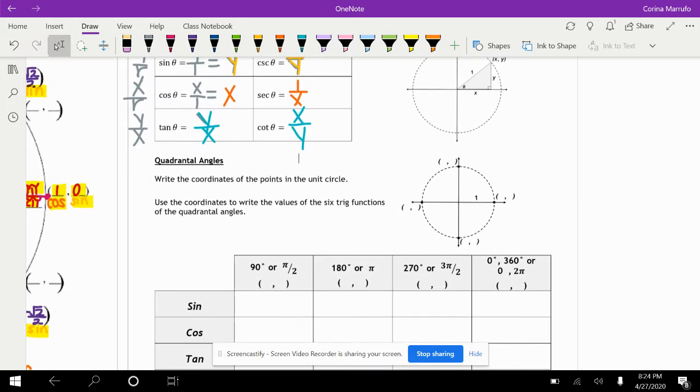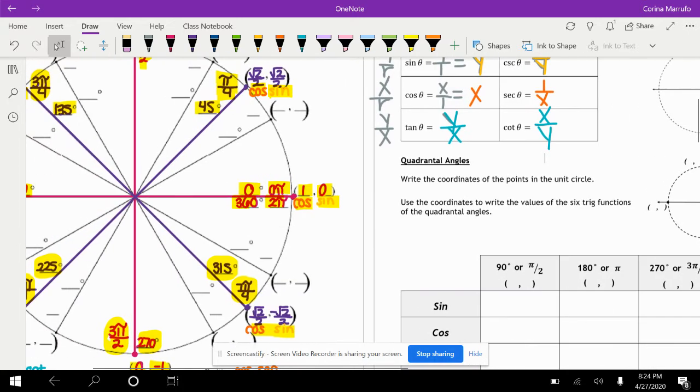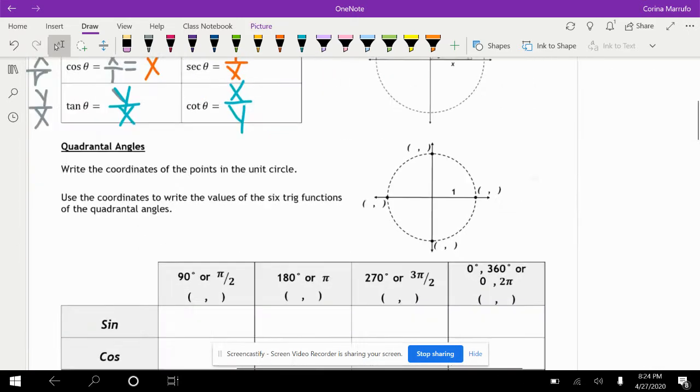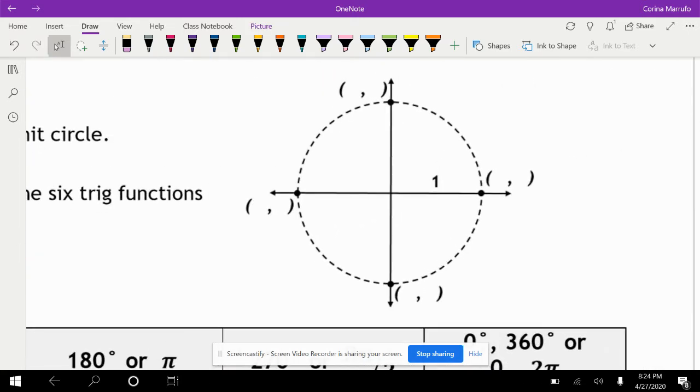So our quadrantal angles, we covered them on our unit circle, so I'm going to go ahead and cover them on here. So this is going to be 1, 0. This is 0, 1. Okay, this point is -1, 0. Your x values are negative over here. Here our x value is 0 and our y value is -1. And that's it.